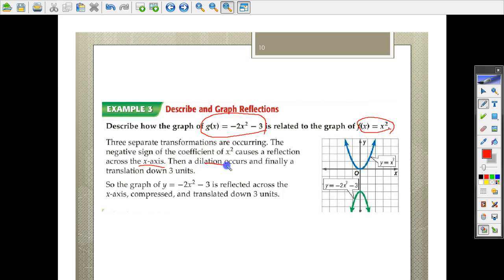Then a dilation occurs. This number here made it narrower. And then finally it went 3 units down. -3 means go down 3: 1, 2, 3. So 3 things happened here. It reflected across the x-axis, you got narrower, that's the dilation, and then the translation went down 3. So that's a lot going on there.